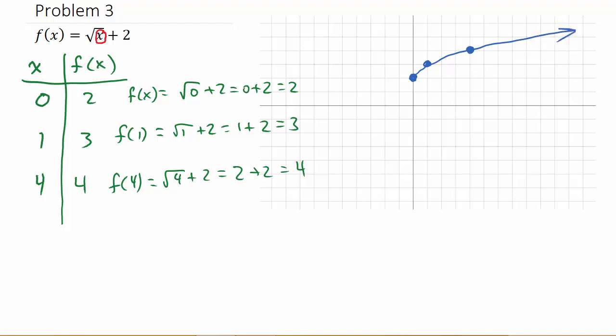The main thing to keep in mind is that this graph does not continue this way. If you say this is a point on the graph, then this point here has an x value of -1. If we plug -1 in, what's the square root of -1? It's i, an imaginary number. That tells you the graph does not come this way, and so this is your graph here.